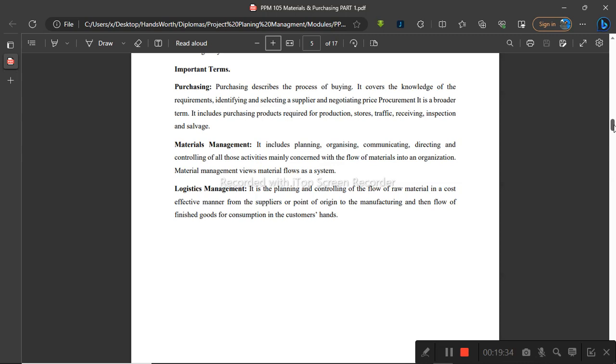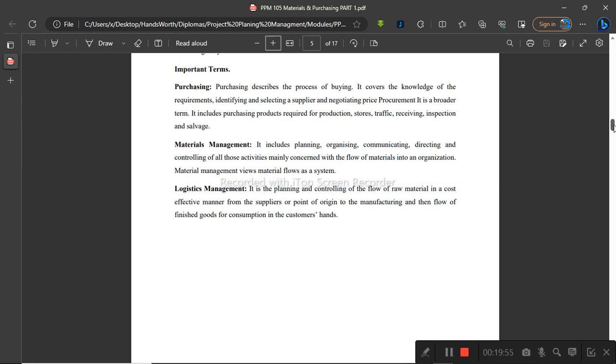It includes purchasing products required for production, stores, tariff, receiving, inspection, and salvage. We are just trying to reiterate what we had already discussed concerning purchasing. I believe we have already read this definition.